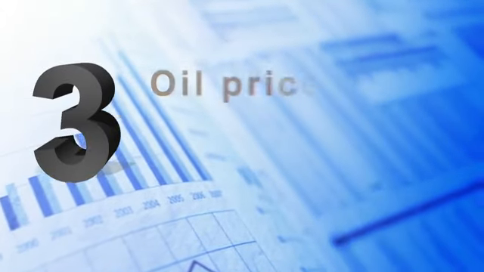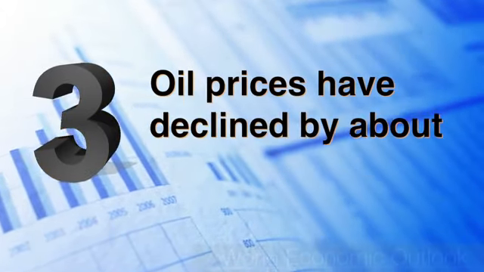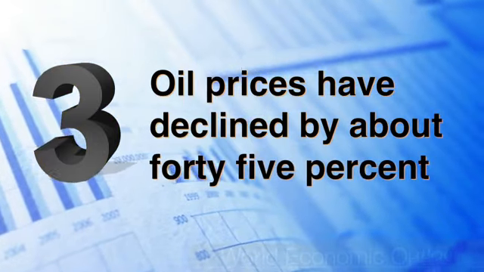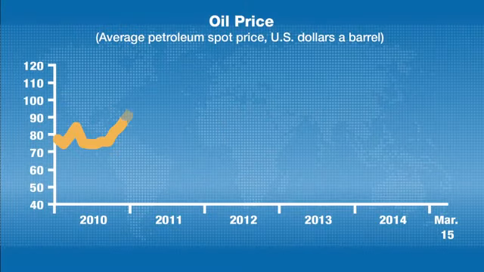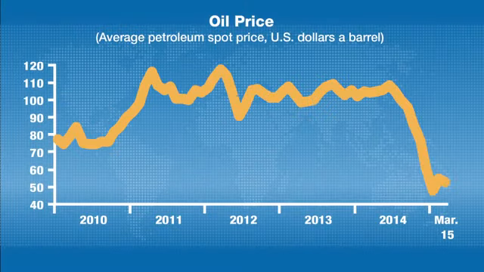Number 3. Oil prices have declined by about 45%. Lower price of oil is good news for the world economy on net. Now you have to clearly distinguish between the oil importers and the oil exporters. But among the oil importers, you have the US, you have Europe, you have China, you have India, you have all the big countries. And for those countries, the fact that you're paying less for oil means that you have an increase in real income.